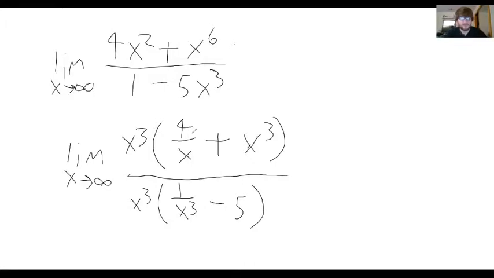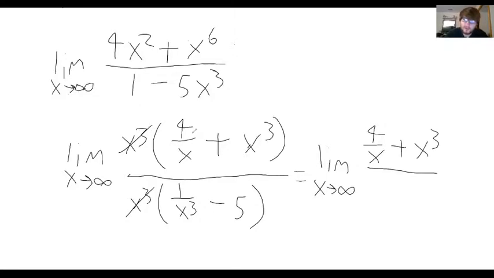Okay, so now we can actually cancel these x cubes, right? So we don't have to worry about them anymore. And we're just going to be left with limit as x approaches infinity of 4 over x plus x cubed over 1 over x cubed minus 5. Oh, my bad. That's not plus. We're going to be left with just minus 5.